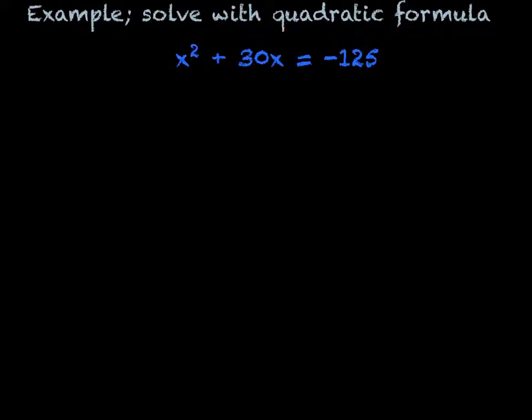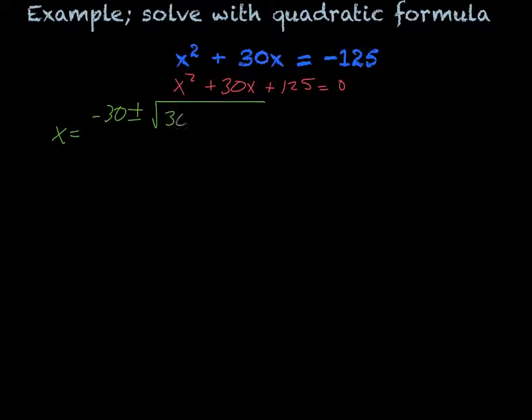Okay, so for this next one, we notice we're not yet in standard form. So the first thing we've got to do is put it in standard form. x squared plus 30x, and we need to move that 125 over. So plus 125 equals 0. Now we're set equal to 0, so we're in our proper form. So now we have x equals negative b plus or minus the square root of b squared minus 4 times my a times my c, all over 2 times my a.